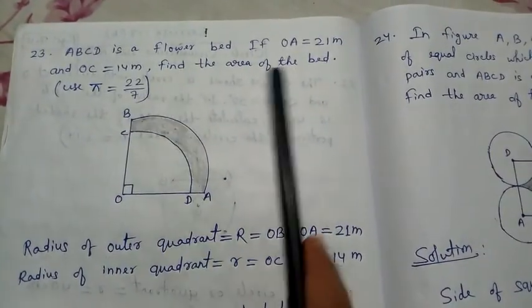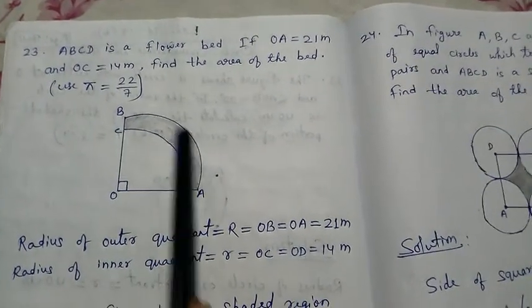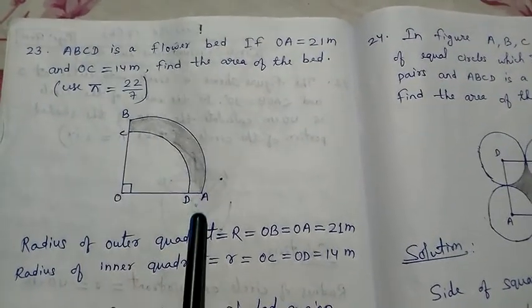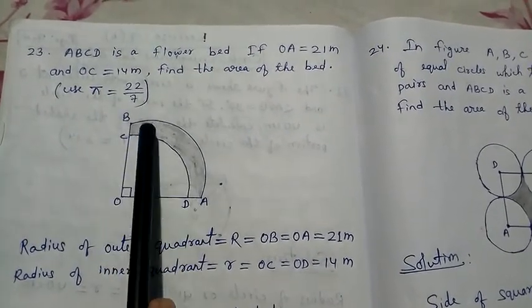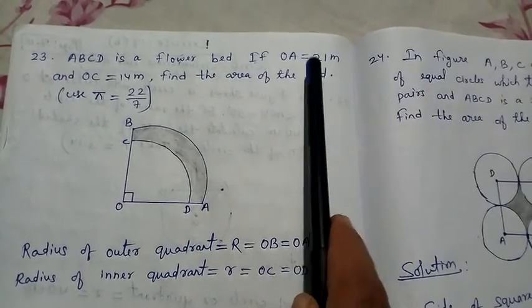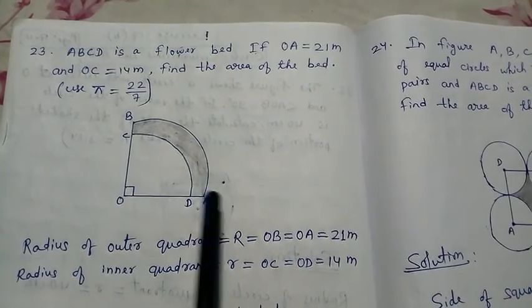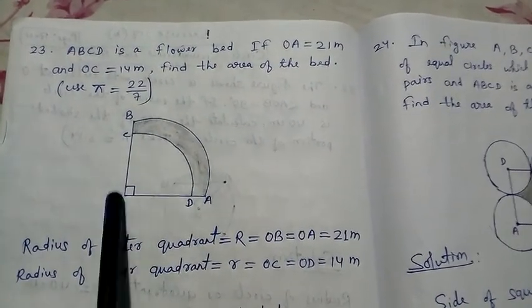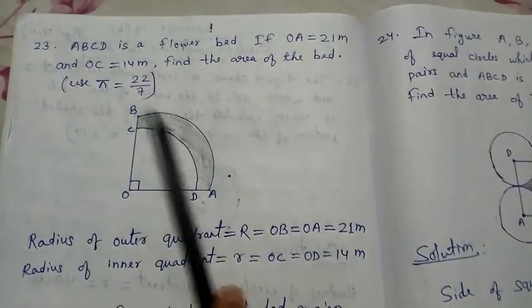Next question. ABCD is a flower bed. So you can see A, B, C, D. That means this shaded portion is a flower bed. This flower bed, that means here some flowers have been planted. Now if OA equal to 21 meter, you can see OA, that means the outer quadrant's radius. OA is the, actually there are two quadrants here.